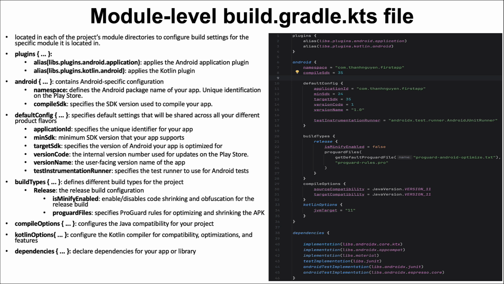The default config block within the Android block specifies default settings that will be shared across all your different product flavors. The application ID specifies your app's unique identifier when installed on an Android device. The application ID provides a unique package name that will be used to identify the built APK for publishing and distribution. By default and requirement, this should use the same package name defined within your manifest and application classes.